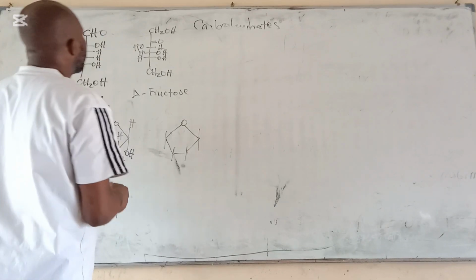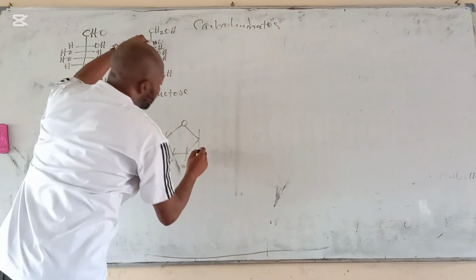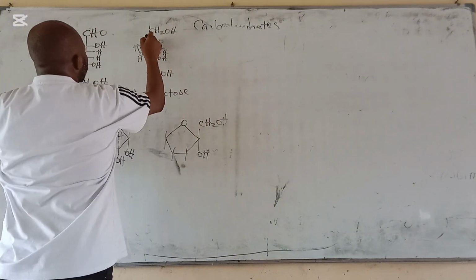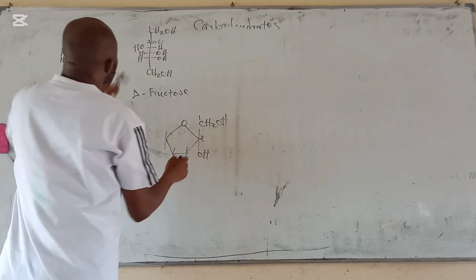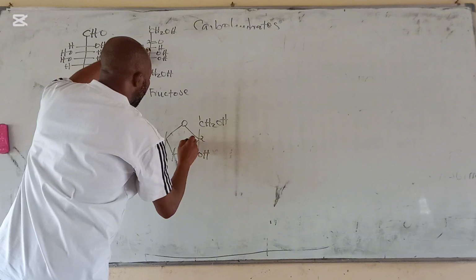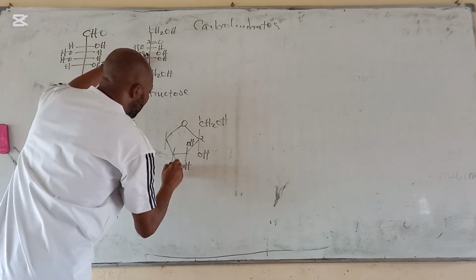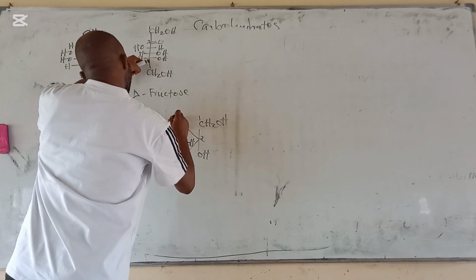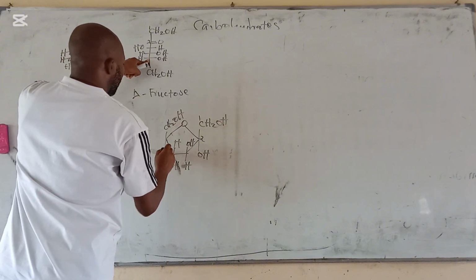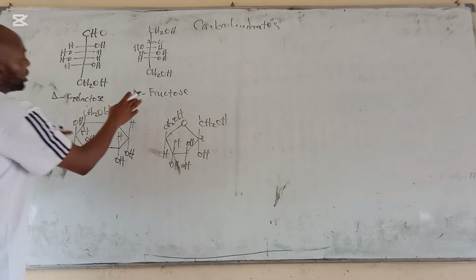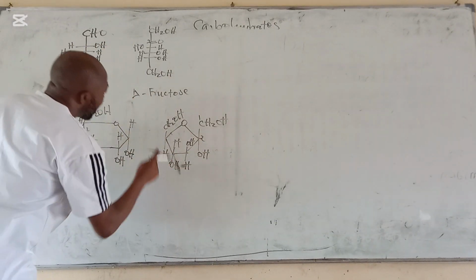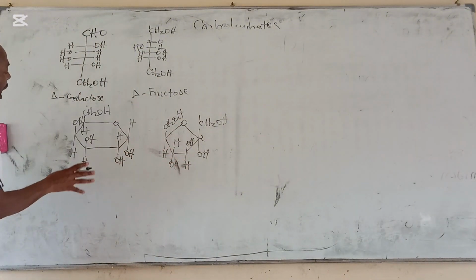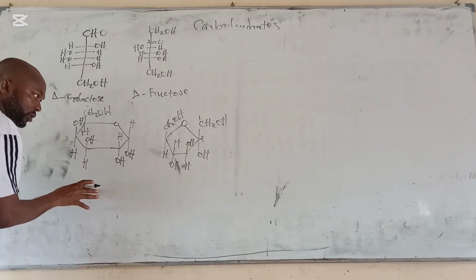Now I come back here. Remember, I want the OH to be at the right, so it will be down. Here will be CH2OH. So I've taken care of carbon 1 and carbon 2. The third one, hydrogen is down, OH is up. The fourth one, OH is down, hydrogen is up. The fifth one here, I have my CH2OH and hydrogen is down. So this is alpha, because OH is down, alpha D fructofuranose. This one is alpha D galactopyranose.